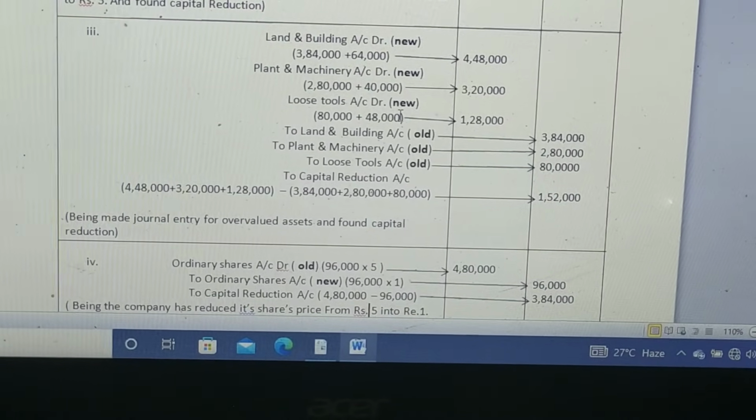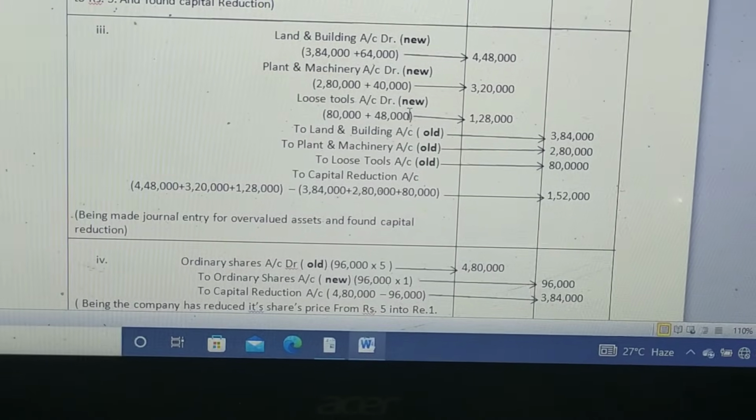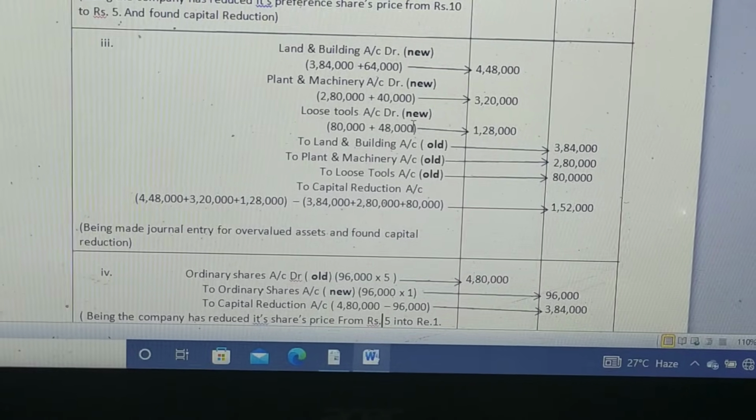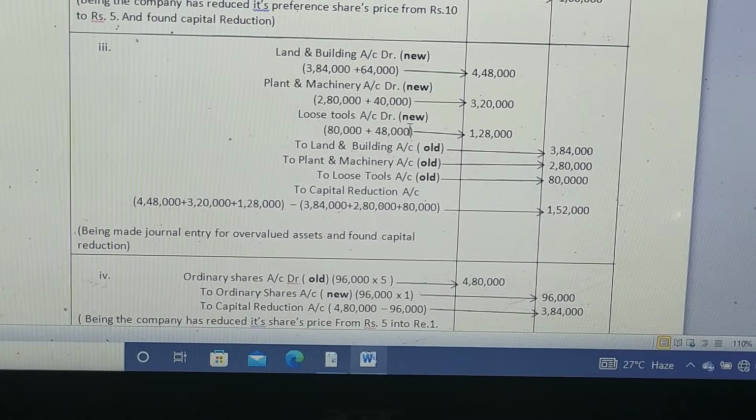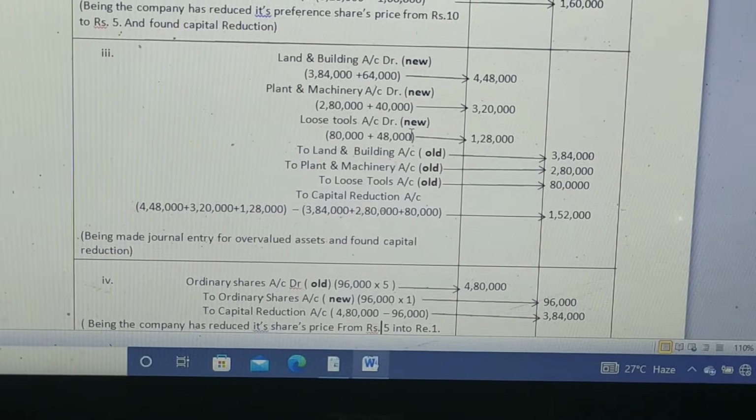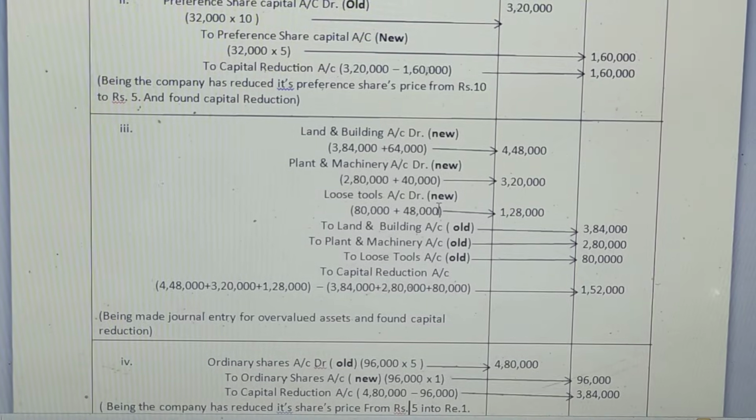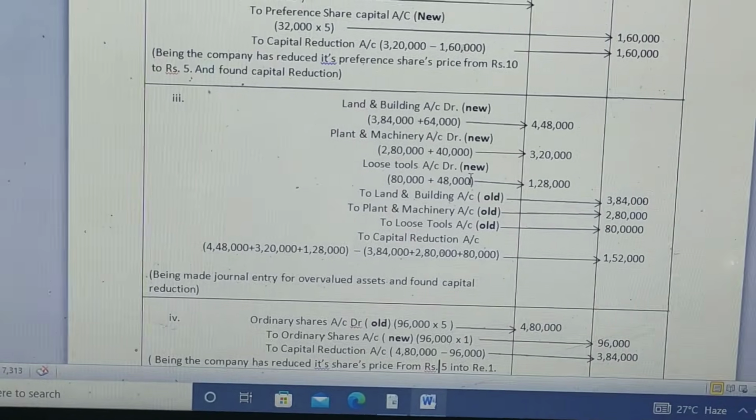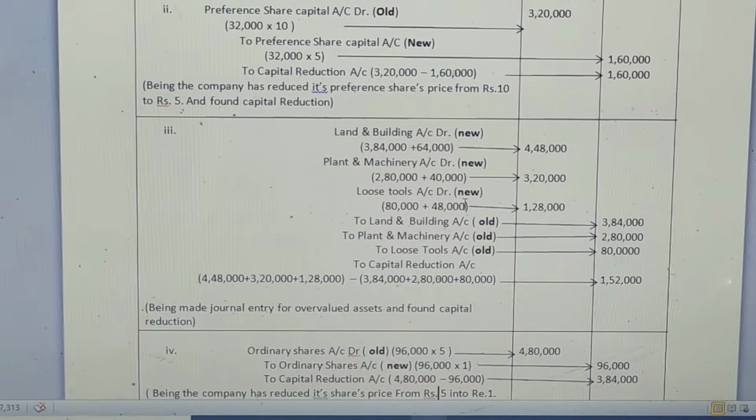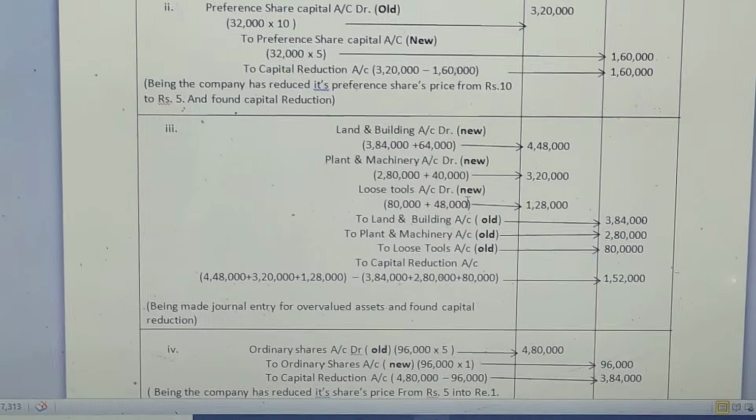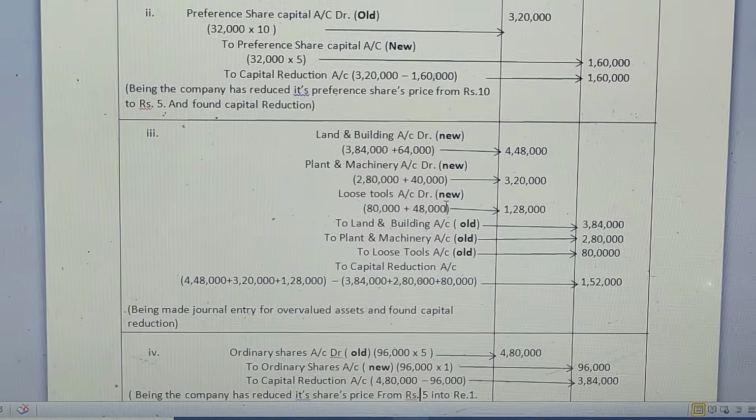It means 4,48,000 plus 3,20,000 plus 1,28,000 minus 3,84,000 minus 2,80,000 minus 80,000. So we get the difference value as 1,52,000. That is called capital reduction. In the narration: being made journal entry for overvalued assets, and also we found the capital reduction value. Overvalued means appreciation, undervalued means depreciation. If there is any depreciation, that amount will be adjusted with the total capital reduction. If there is any appreciation in the assets, that will be used for calculating the capital reduction value.